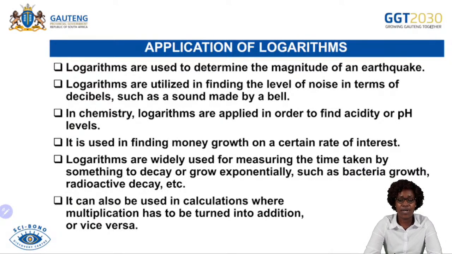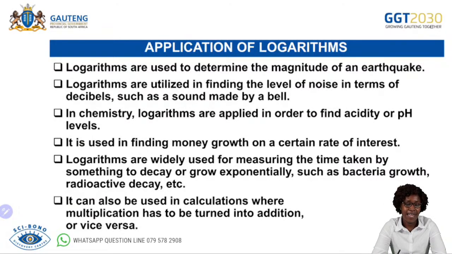For instance, we use logarithms when we're measuring the magnitude of an earthquake. We can also use them when we're looking at noise levels. For instance, you can think about the sound made by the dropping of a pen and compare that to the size of the noise made by an aeroplane that is passing by. In chemistry, we also use logarithms to find acidity or pH levels. And especially when you're working with your financial maths, you're going to find logarithms very handy. There are so many other areas where we use logarithms to make our calculations easier.